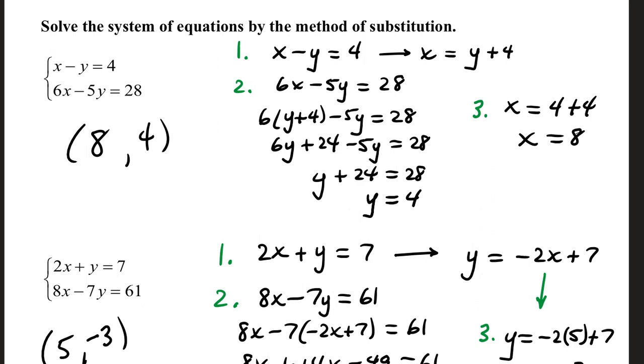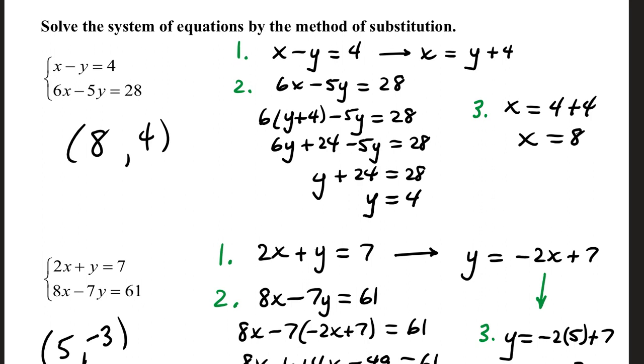We're just going to concentrate on the steps required to find an intersection point, if there is one, using the method of substitution. Step one, look at your system of equations. Think about the variable that would be the easiest to isolate. In my opinion, the x from the top equation would be the easiest to isolate. x minus y equals 4. If you add y to both sides, x equals y plus 4.